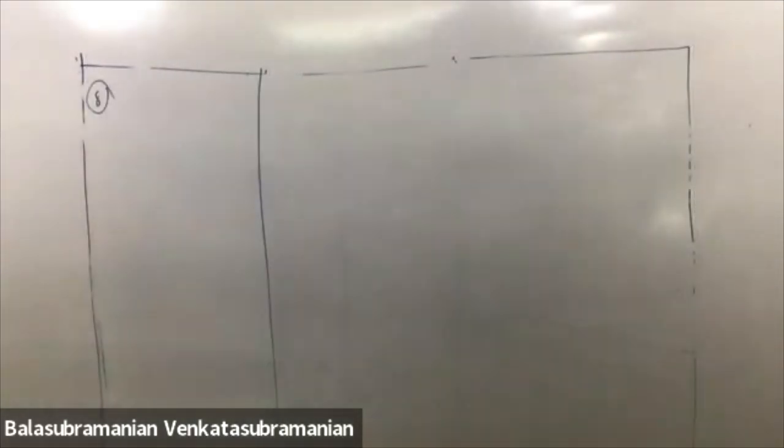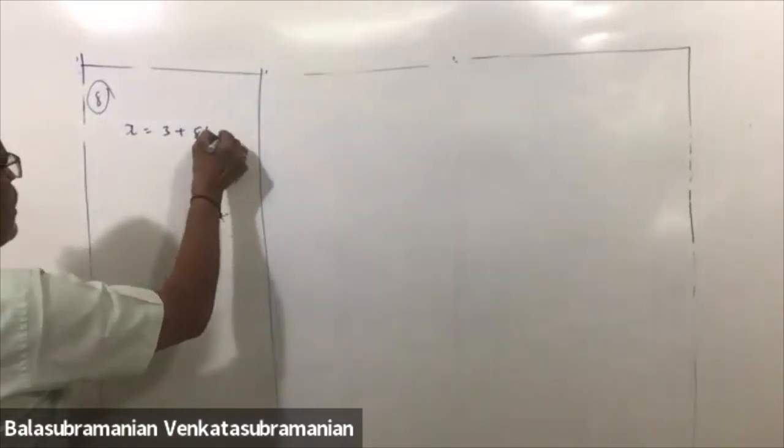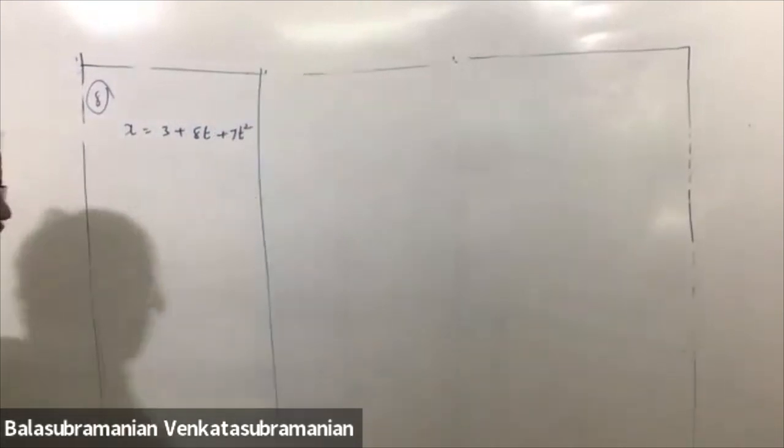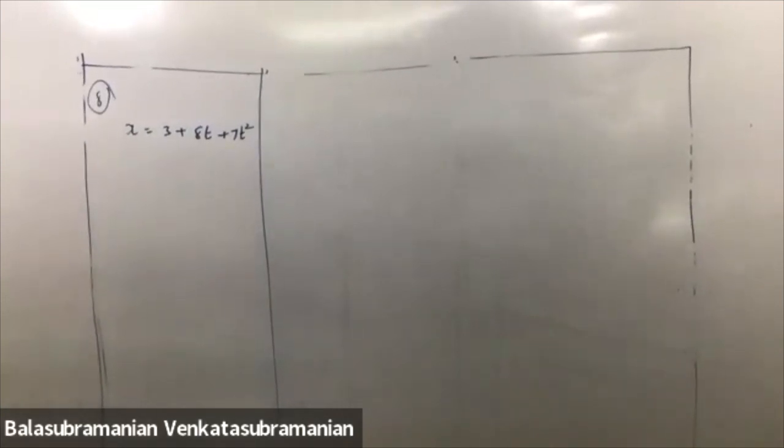The displacement x of a particle along the x-axis is given by x is equal to 3 plus 8t plus 7t square. You have to calculate the velocity and acceleration at t is equal to 2 seconds.